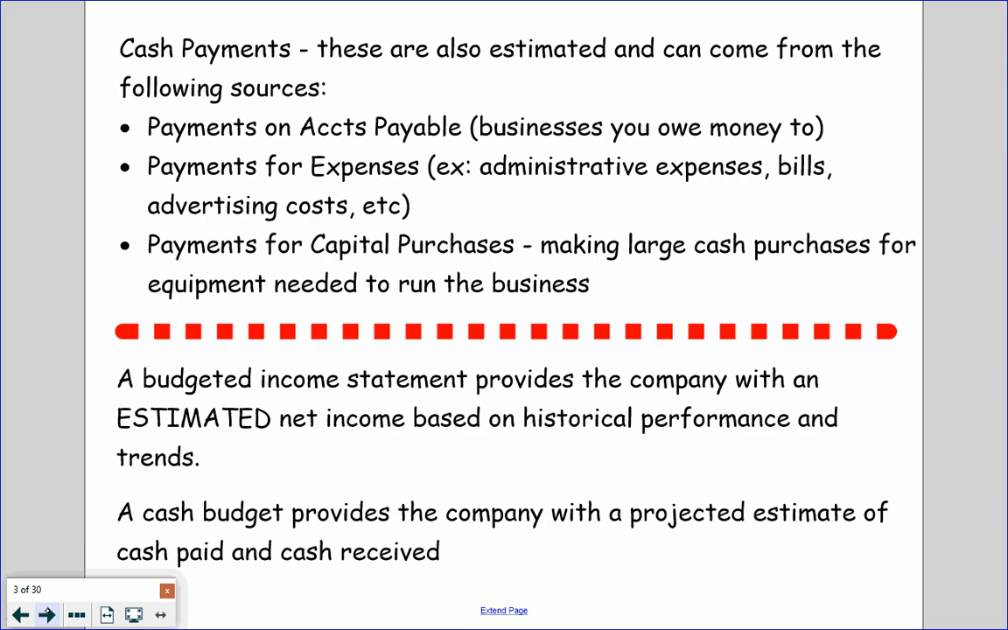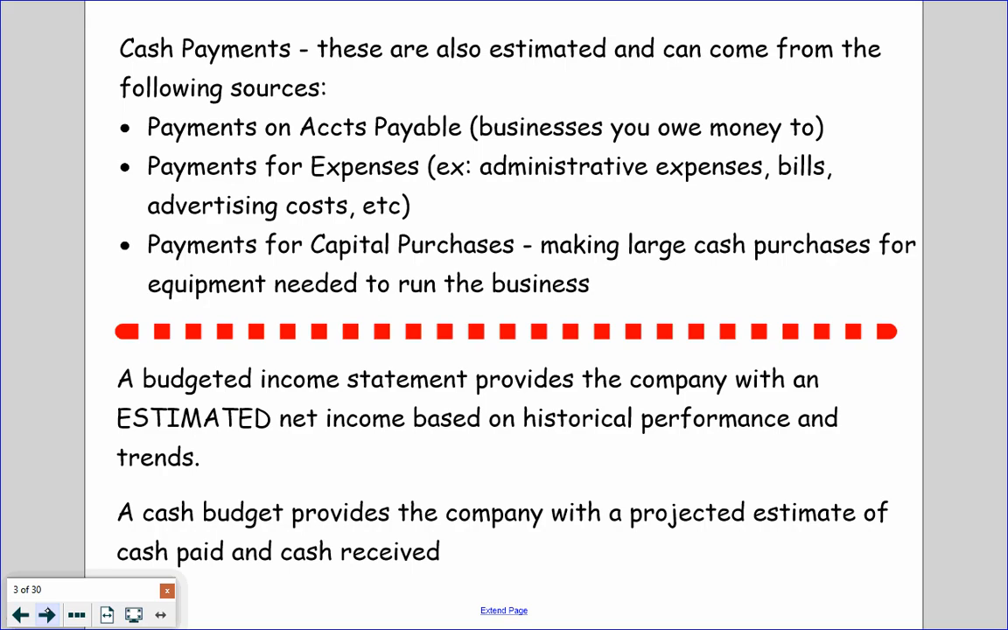Okay, cash payments. So this is money that you are paying out. If you make a payment on an accounts payable, like you pay off part of your bill to Staples office supply, you've got a credit card there, you owe them $2,000, and you make a $150 payment. You can't afford to pay the full $2,000 off, so you give them a couple hundred. Payments for expenses. So this would be like your monthly bills. This could be anything like that. It could also be payments for capital purchases, so making large cash purchases for equipment needed.